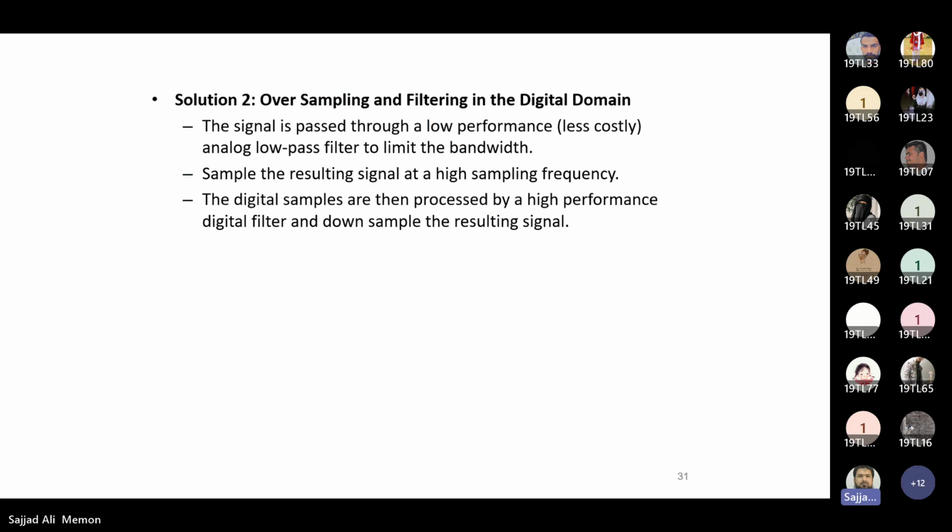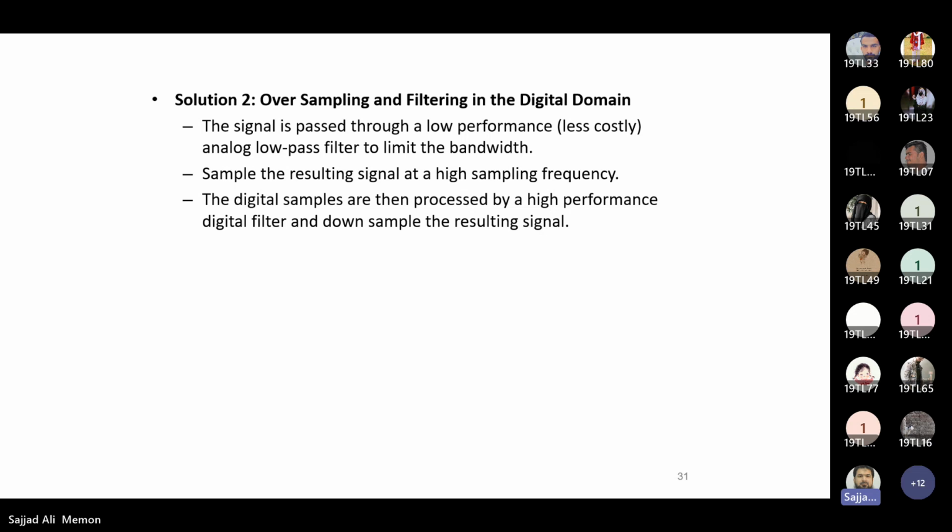Solution 2 is oversampling and filtering in the digital domain. The signal is passed through a low performance, less costly analog low pass filter to limit the bandwidth. Sample the resulting signal at a high sampling frequency, like in the previous figure.